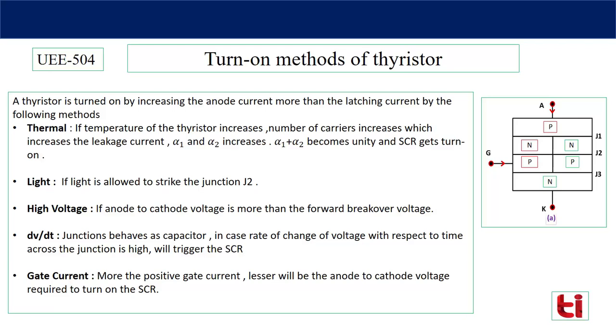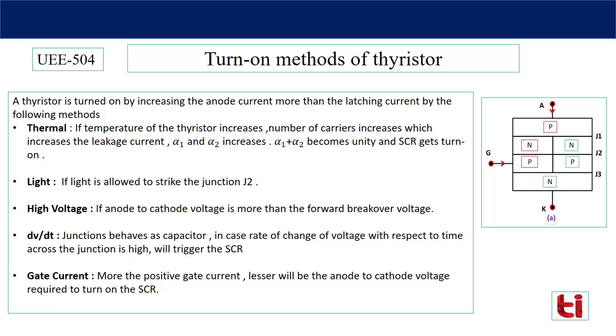Next is dv/dt. If the rate of change of voltage across junction J2 is very high, this generally occurs at the instant when the supply voltage is connected across anode to cathode. Without any gate supply, there may be a situation where dv/dt across junction J2 is very high, and junction J2 behaves like a capacitor. So if dv/dt across the capacitor is high, then junction J2 will break down and the thyristor will go into conduction state. This method is generally not preferred, and protection is provided across the thyristor to protect it from high dv/dt.